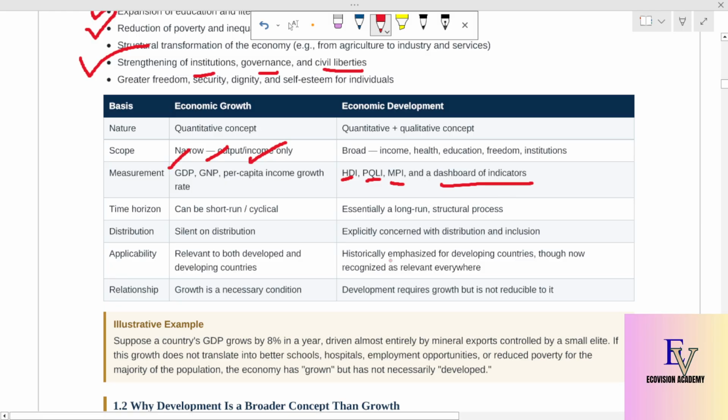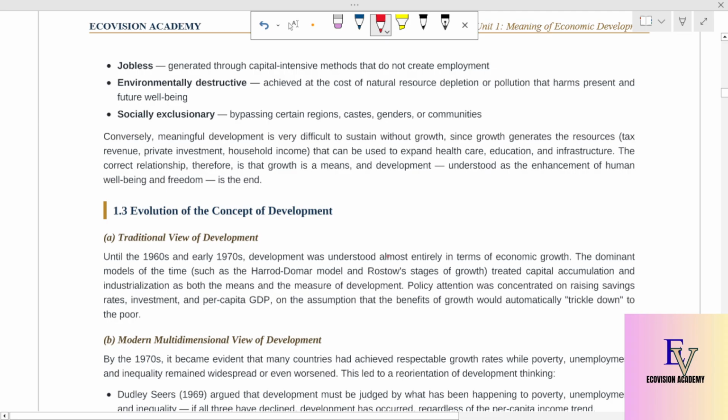Okay, now I already told you that in the 1960s and 1970s development was basically understood entirely in terms of economic growth. There was no other term like economic growth or economic development. But finally, when the time emerged with the models of Harrod-Domar, you have learnt about the Harrod-Domar model or Rostow's stages of growth model, these types of models came into action, and when they came into action, we saw that there is a certain difference between economic growth and economic development.